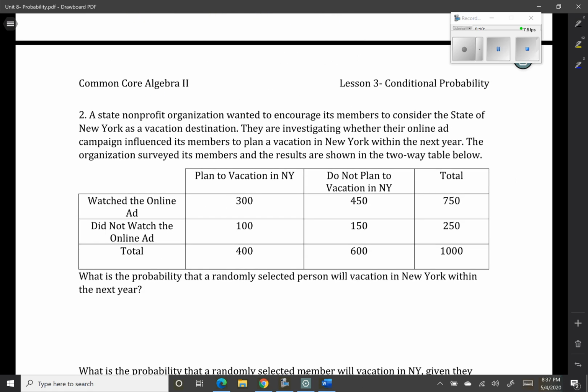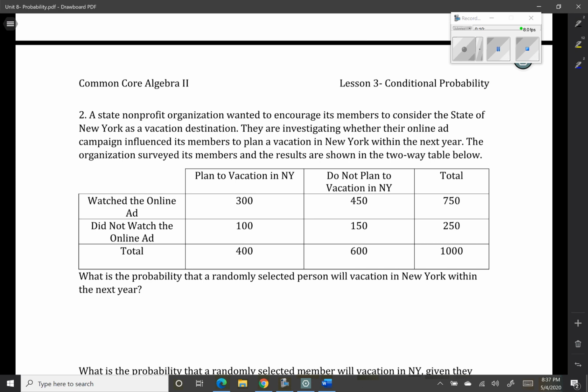All right, so here's another two-way table. This one talks about a nonprofit organization encouraging members to determine their vacation destinations. So you can see it's not all about just being males and females. This could be a lot of different things. So we have the person watched the ad online or did not watch the ad online, plans a vacation in New York or does not plan a vacation in New York.